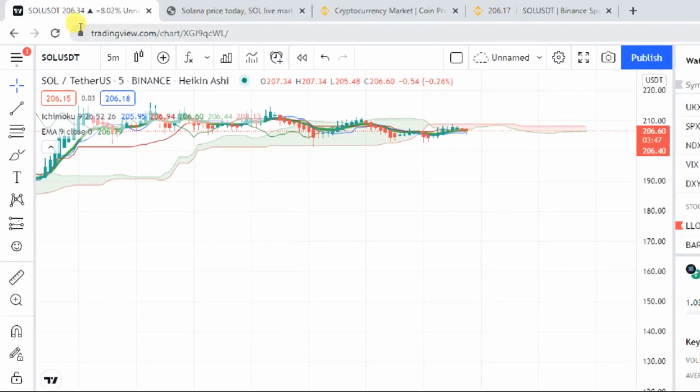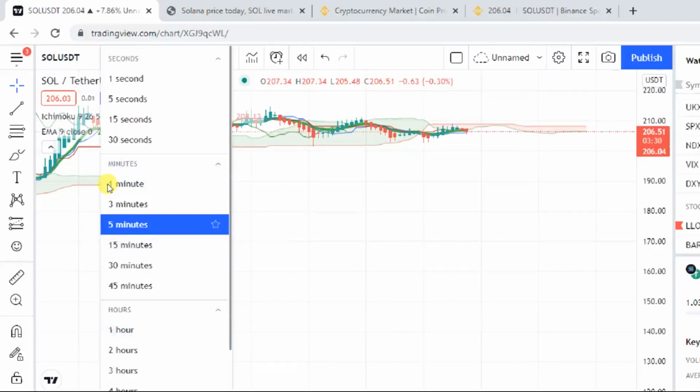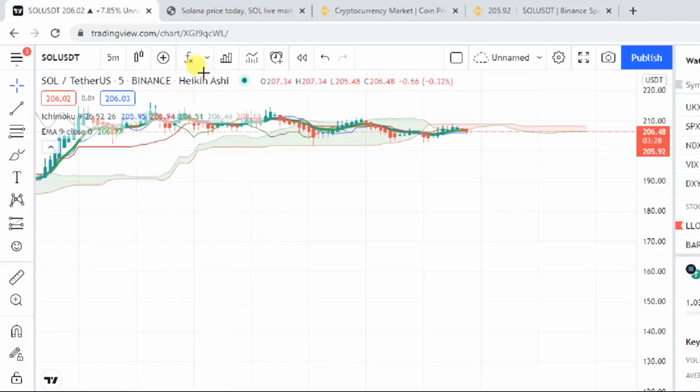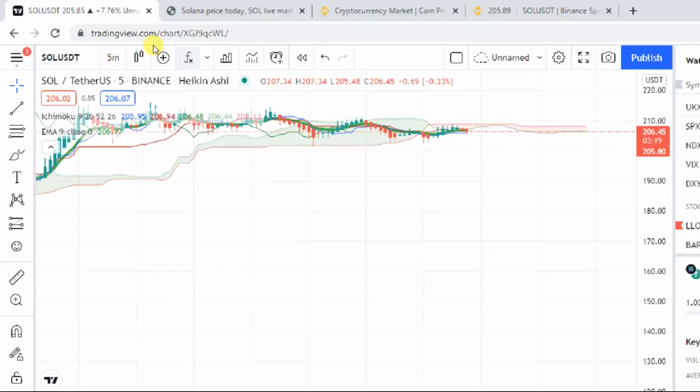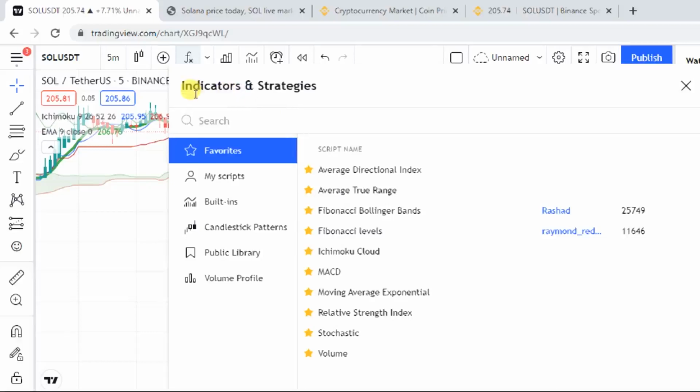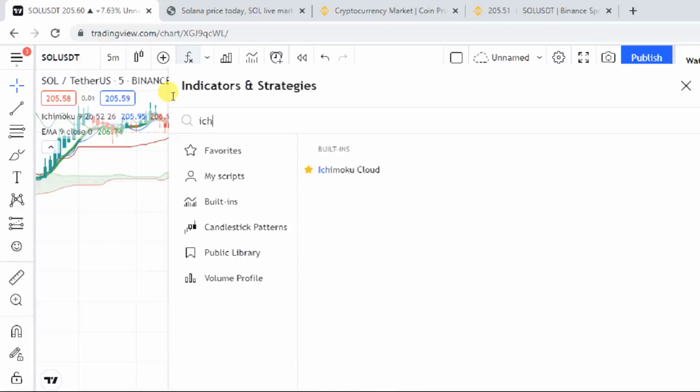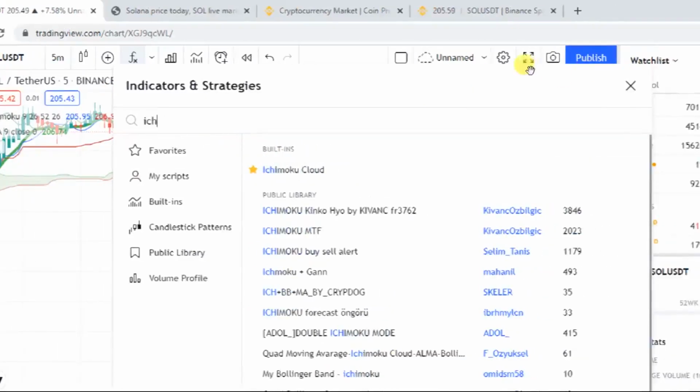As you will see here, first you must open tradingview.com, click here and type your selected trading coin. For example, in this case, Solana USDT. The time frame is short-term trading, 5 minutes. You must select the Heikin Ashi candle. And here you must select the Ichimoku cloud. For example, I am typing it here. Just click here and it will appear here.